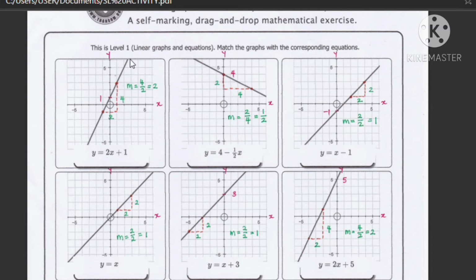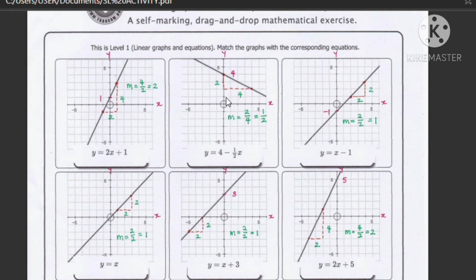Why 1? Because the line crosses the y-axis at 1. To find the gradient, you have to use the formula m equals change in y over change in x, or rise over run, where the rise here is 4. You can count the boxes here, that is 4 over 2, so you will get 2 for the gradient. So the answer will be y equal to 2x plus 1.